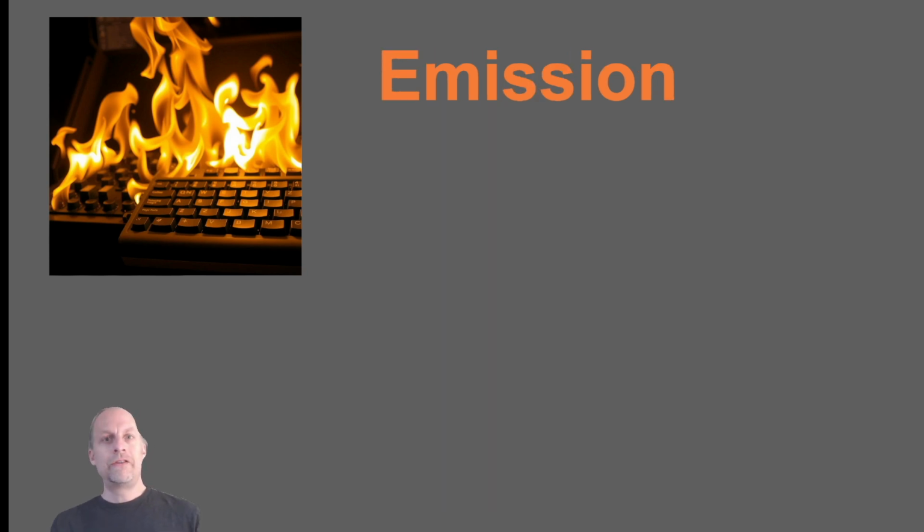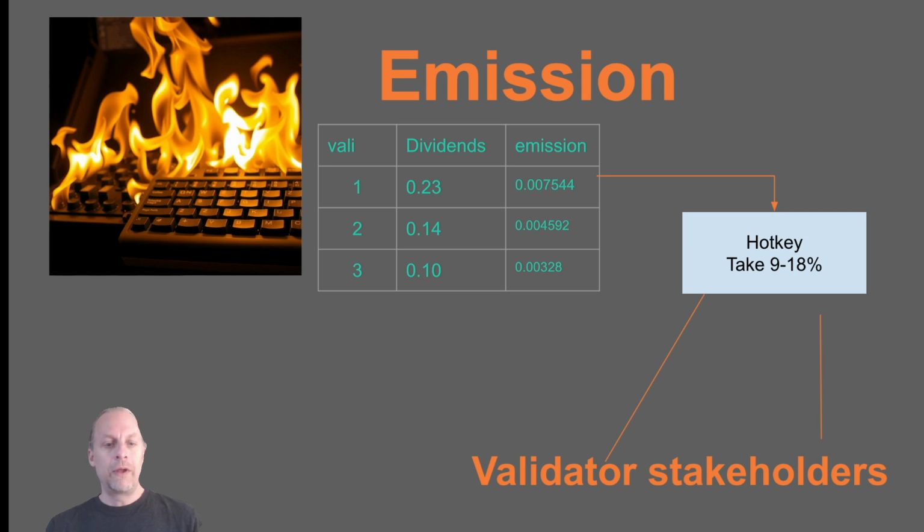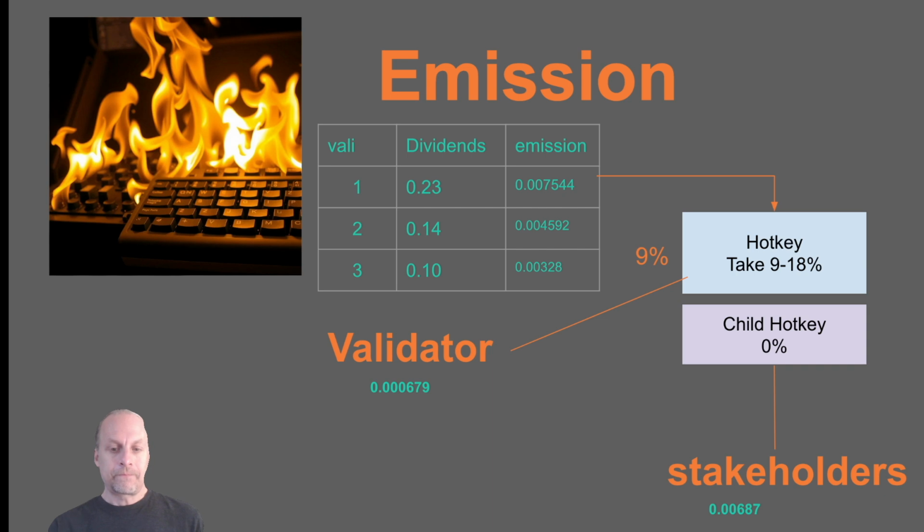Now, anytime we add something into the Bittensor network, that's going to change the way the emission works. So let's look at the way this works today. Inside a subnet, we have validators with dividends and emissions. And from that emission, there's the hotkey take, and that's how much the validator makes. If the validator has a 9% take, 9% of the emission goes to the validator, and the remaining 91% is distributed amongst the subnets that they're validating on.